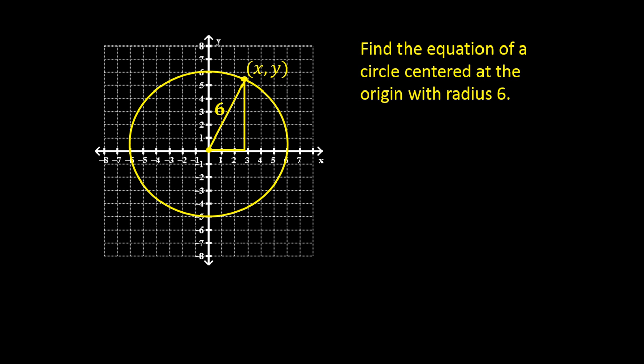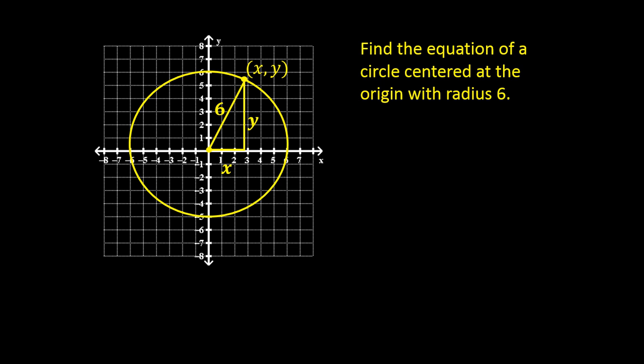Now imagine that we create a right triangle that has that 6, our radius, as the hypotenuse, and then it has legs that form a right angle. Now, how can we figure out the lengths of those legs? Well, that leg down at the bottom would have a length of x units if the point on the circle is (x, y). And the height of that triangle would be y units, once again, if the point on the circle is (x, y).